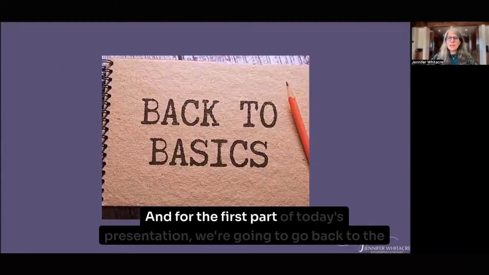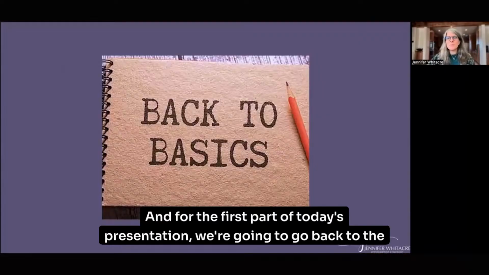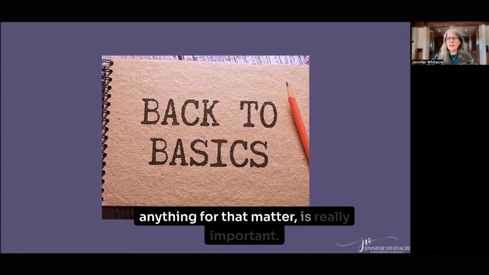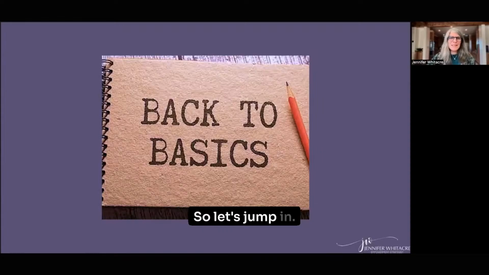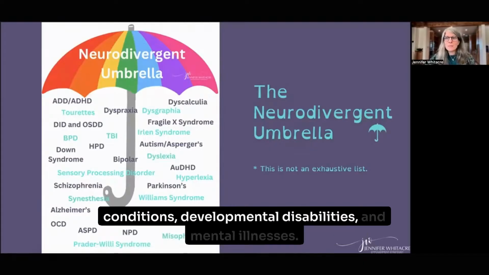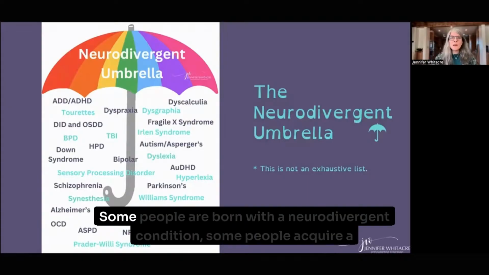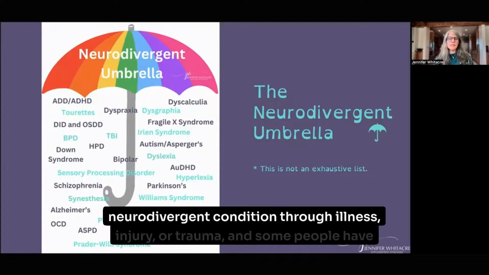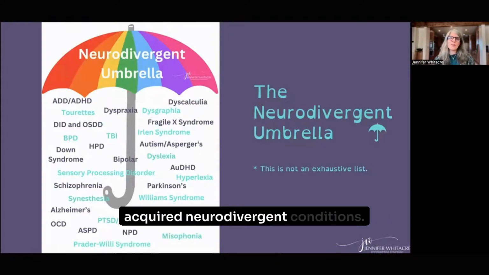For the first part of today's presentation, we're going to go back to the basics, because having a common foundational understanding of neurodivergence, well, of anything for that matter, is really important. So let's jump in. Neurodivergence is an umbrella term that refers to a multitude of neurological conditions, developmental disabilities, and mental illnesses. Some people are born with a neurodivergent condition. Some people acquire a neurodivergent condition through illness, injury, or trauma, and some people have age-acquired neurodivergent conditions.